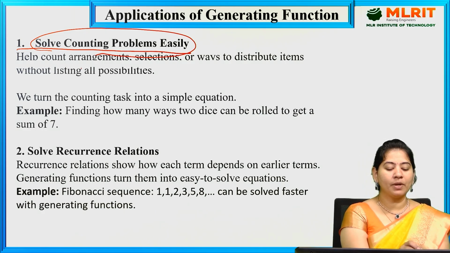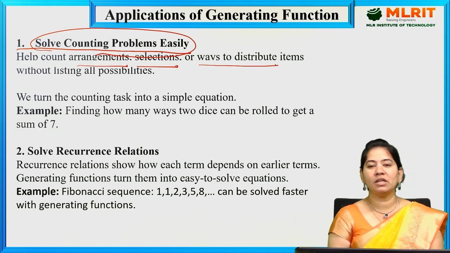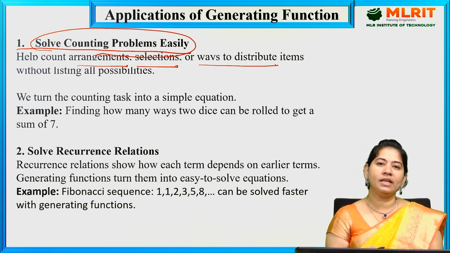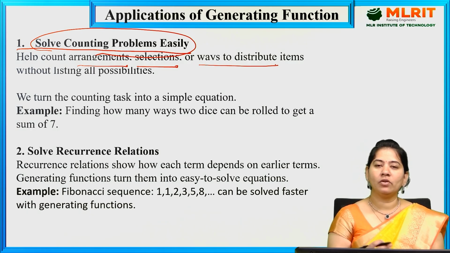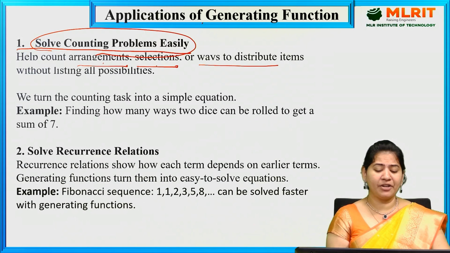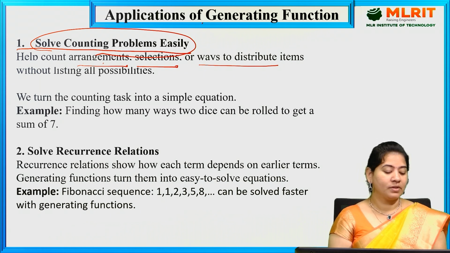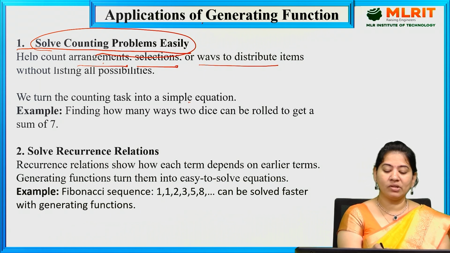It helps in counting arrangements and selections, or even the ways to distribute items, without listing all possibilities. Instead of listing all the possibilities, it is very easy to find the generating function using these arrangements, selections, or the number of ways to distribute. So we turn the counting task into simple equations.